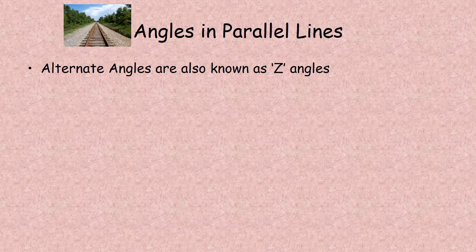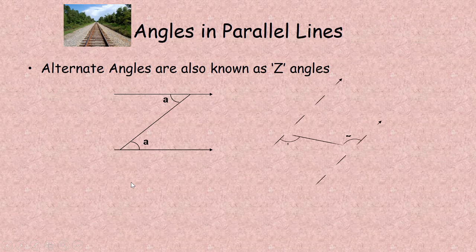They're called alternate angles because the angles are on opposite sides of that transversal line. So they're on alternate sides of the transversal. And the rule about alternate angles is that alternate angles are equal. So whatever one is, the other one is the same.